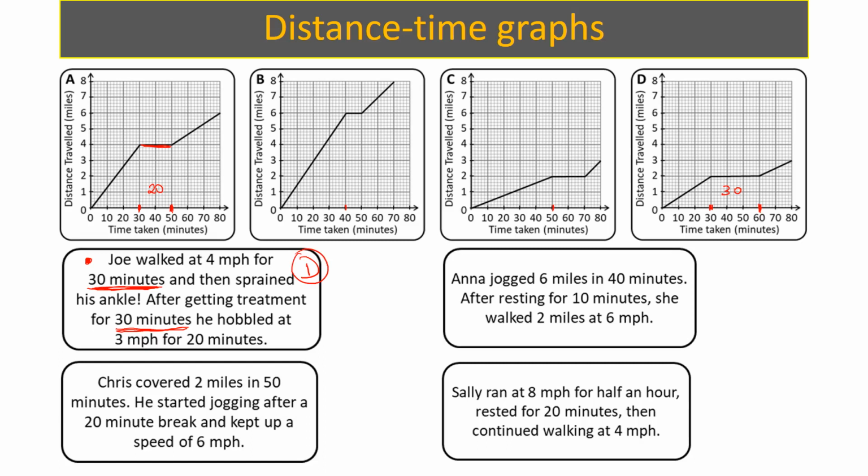The next one is about Anna. Anna jogged 6 miles in 40 minutes. 40 minutes straight away.